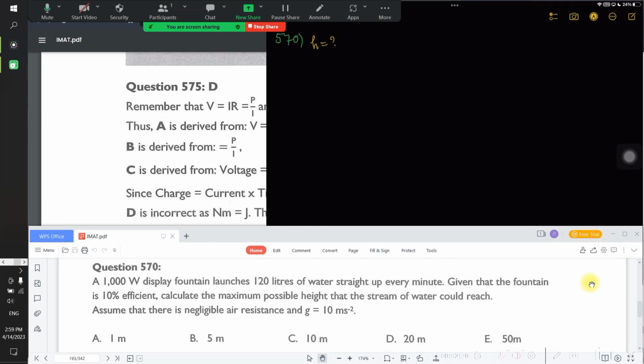So actually only 100 watts is used for doing work, right? But then what do we have here?